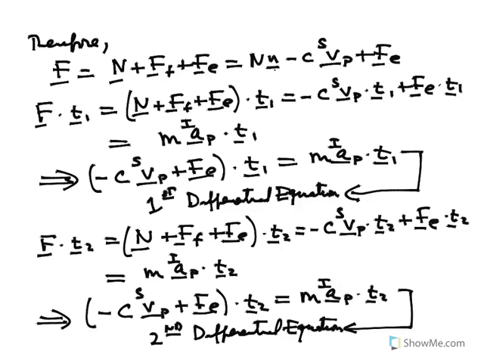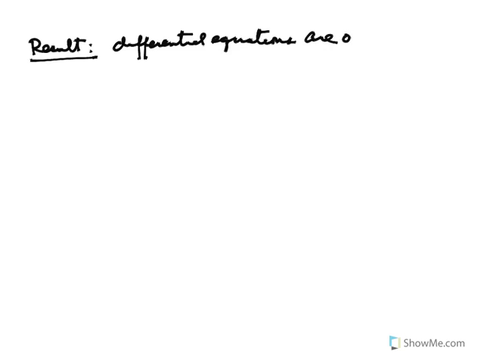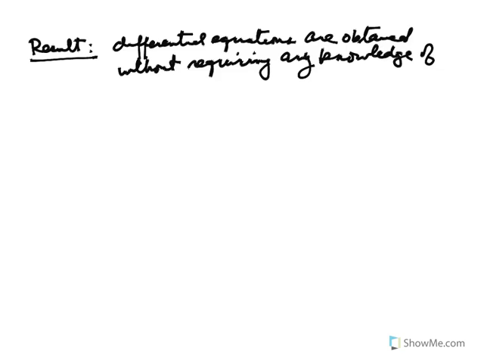So we have two differential equations, and again, see what the result is in the case of viscous friction. In this case the differential equations are obtained without requiring any knowledge of the normal force. You don't need to know anything about the normal force other than its direction. We don't need to know anything about solving for the normal force. It's unnecessary. And that's a nice fact. So this is in the case of viscous friction.